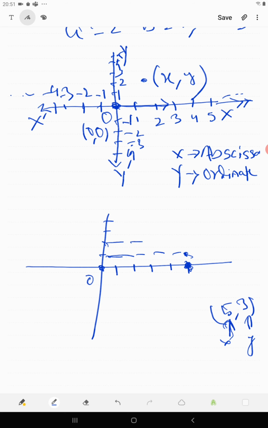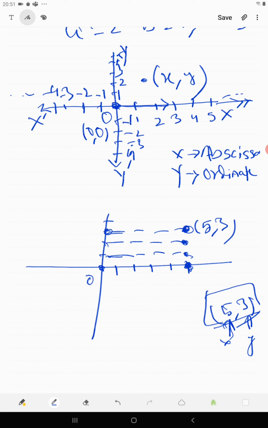Then we will move over here. This is our second unit, so 5 2. And then this is our third unit. This is 5 3. Okay, so this point is 5 3. That is what I needed. I don't need this 5 2, 5 1. I have shown you just for the explanation purpose.